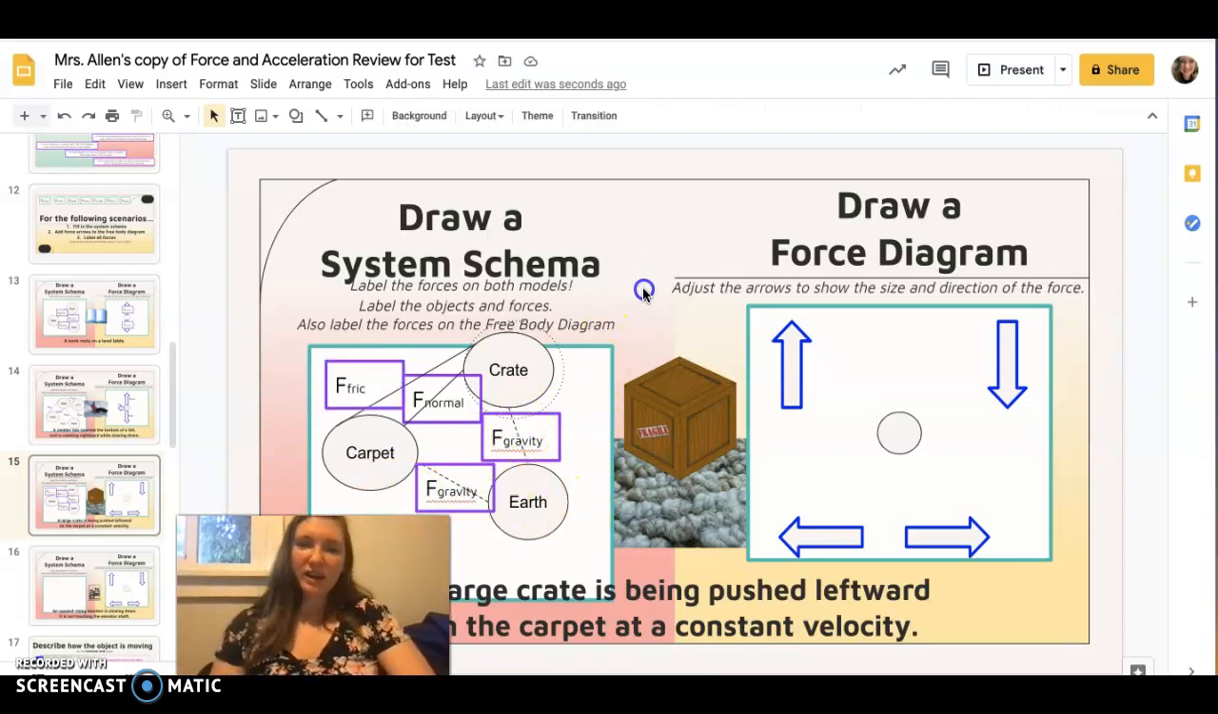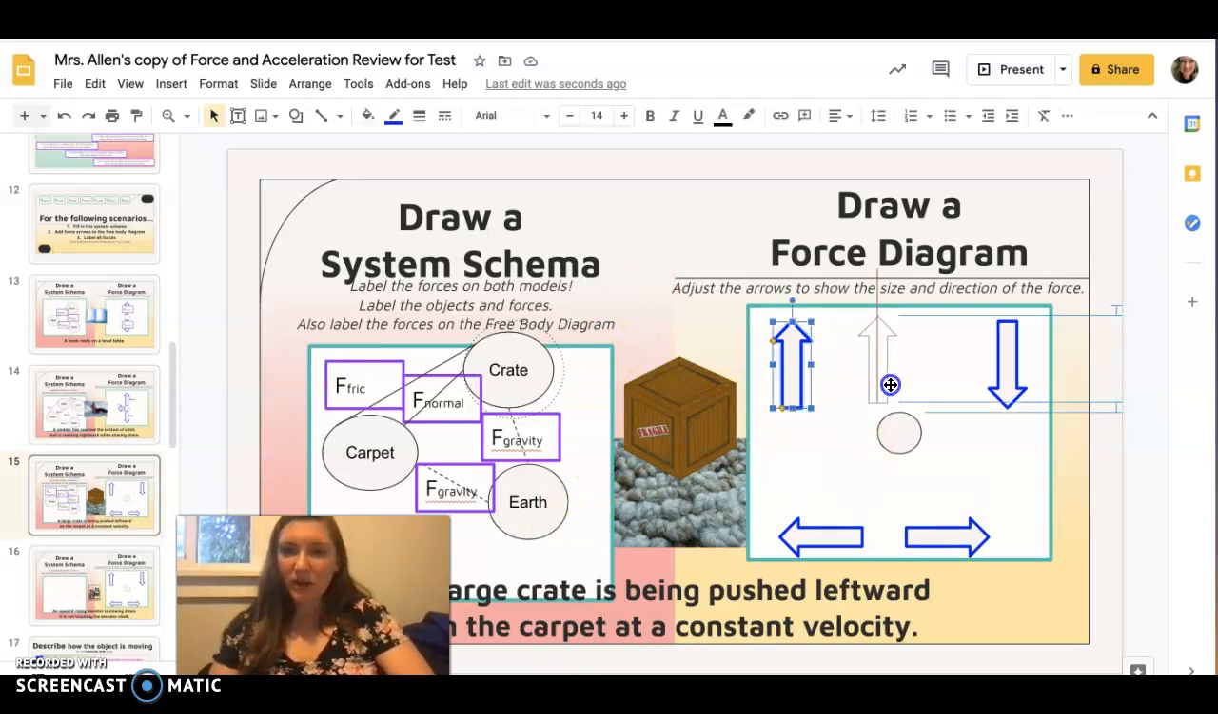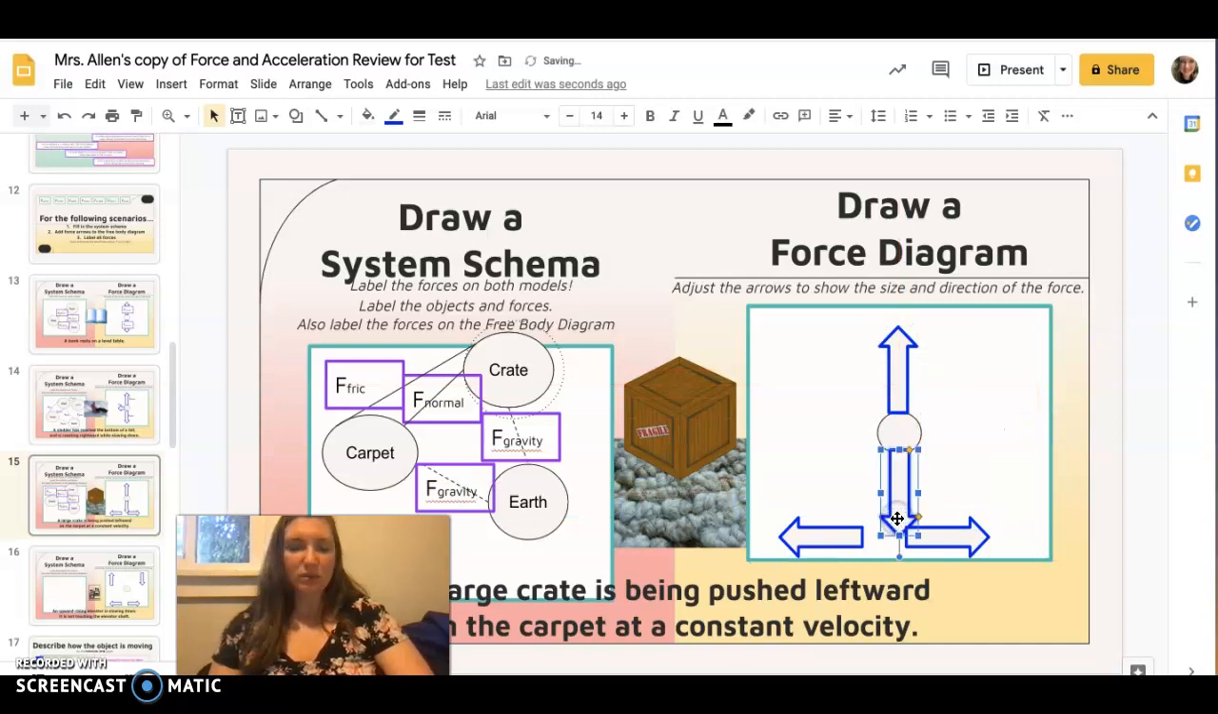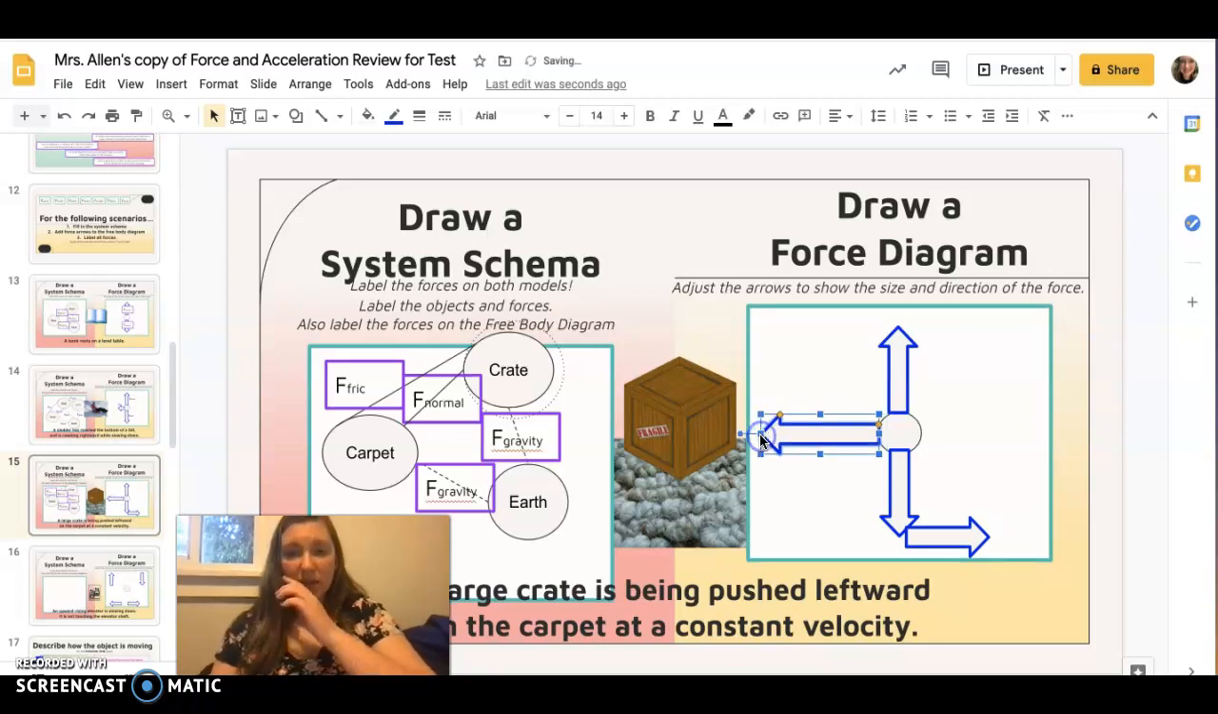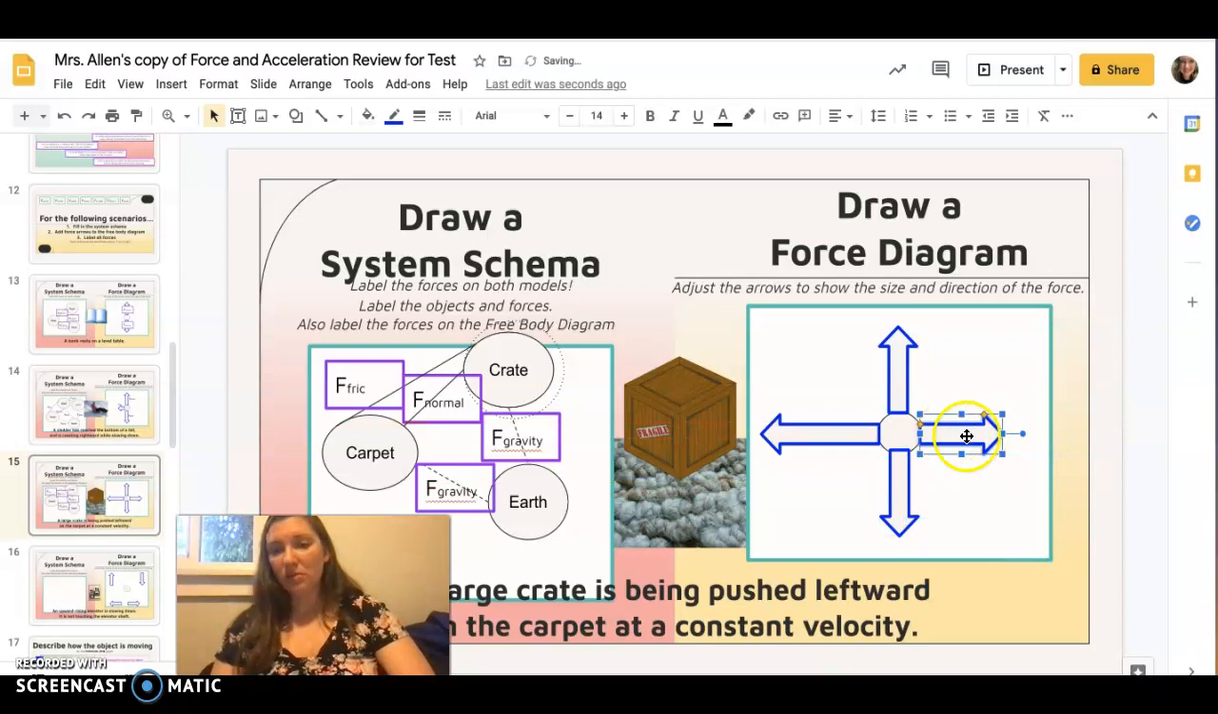And there's also the force of gravity between the crate and the earth, and also between the carpet and the earth. Okay, so the force diagram here, we have the normal force pushing up, we have gravity pushing down, always a good place to start, and we have being pulled leftward. Okay, so there is an unbalanced force towards the left, and that's why that crate is moving to the left, but there's also certainly the force of friction pulling back.